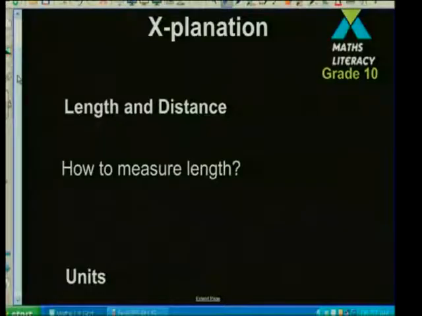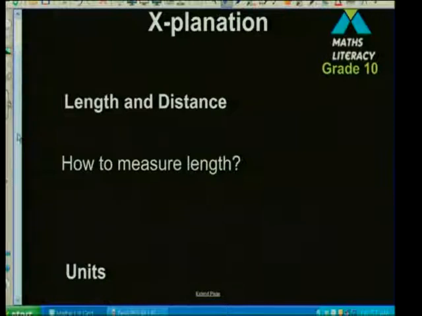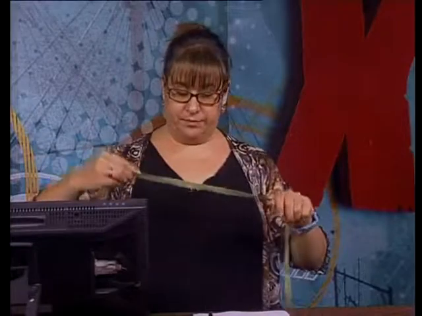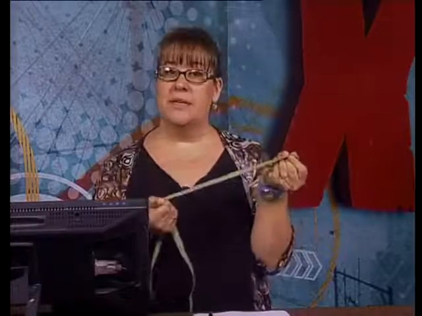Right, let's move on. We're now going to be dealing with length and distance. So, first question I have is, how do we measure length? Well, you know what? Before we discuss how to measure length, let's look at some of my props that I have here. I have a tape measure, which we would use, this kind of tape measure we would use for sewing, like a sewing pattern.